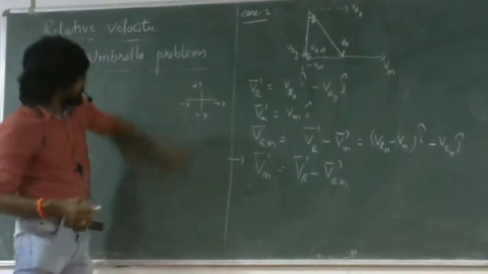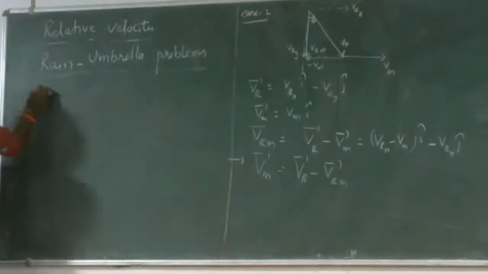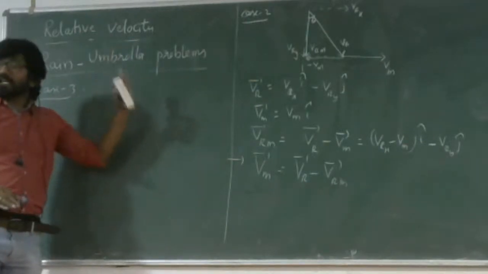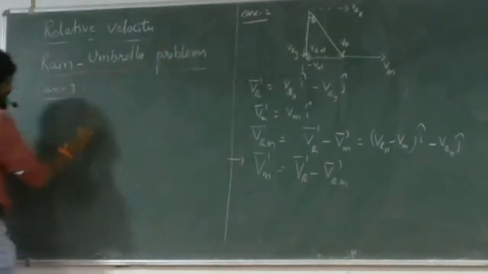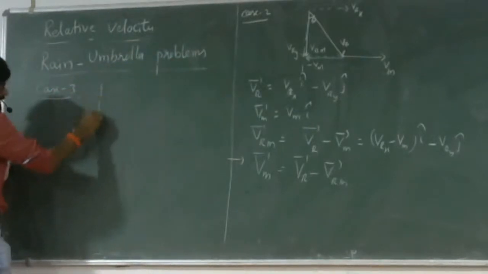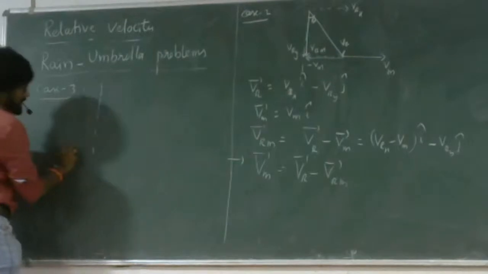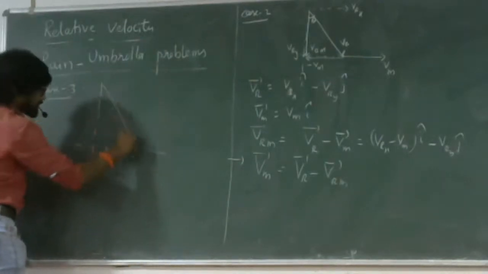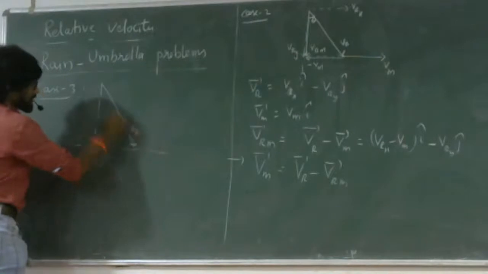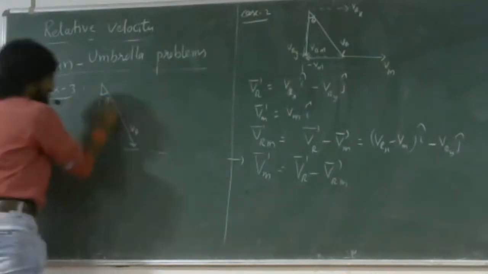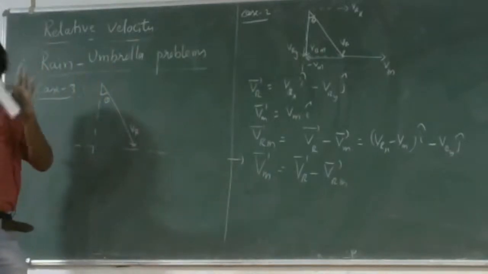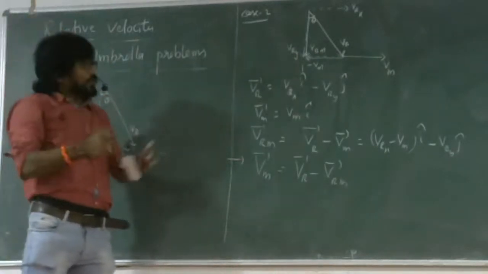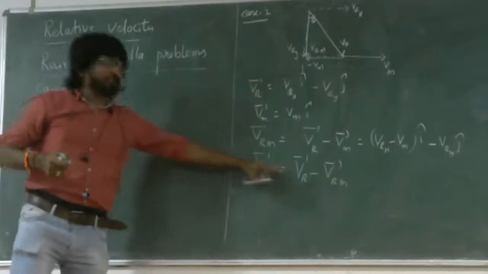Case 3 is, it is raining at some angle with respect to vertical, as in this case. This is vertical, it is raining, and this is horizontal. It is raining with the velocity Vr at some angle theta. And when a man is moving at a particular speed, for the rain to appear to fall vertically down, the velocity of the man should be this.